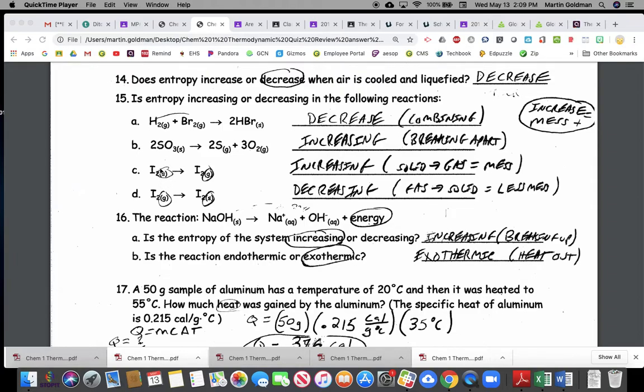So here we have a solid going to a gas. A solid is organized and a gas is completely chaos. So the entropy is making a mess. So it is increasing.